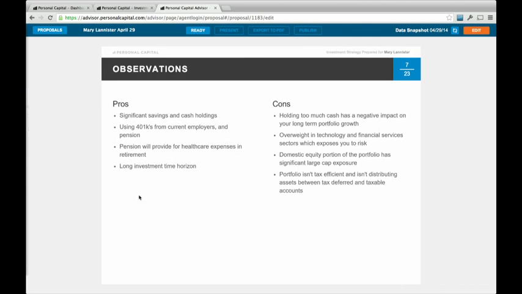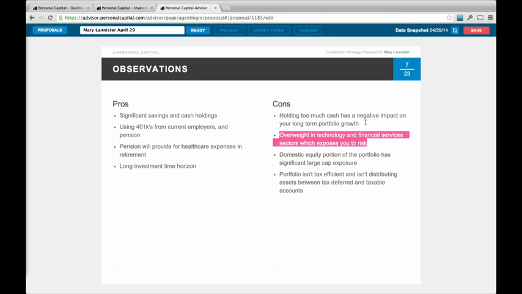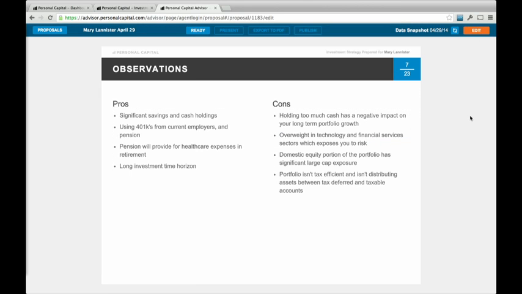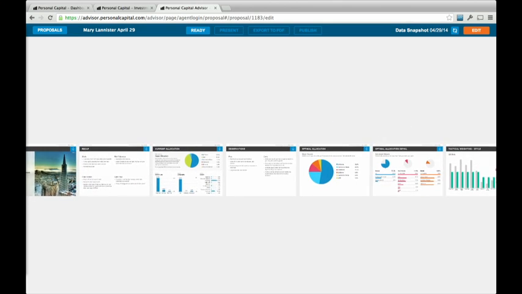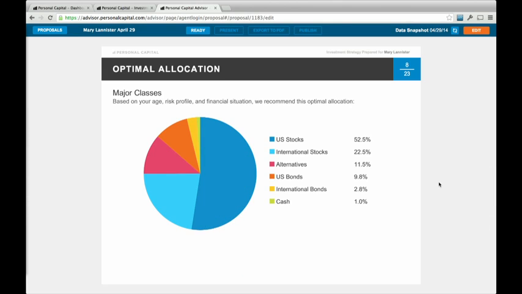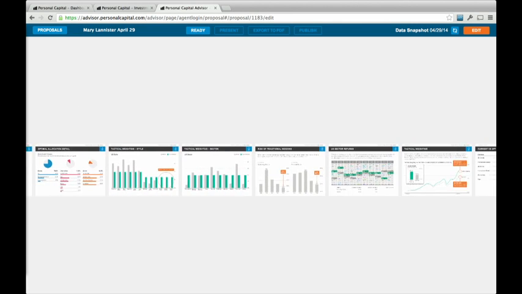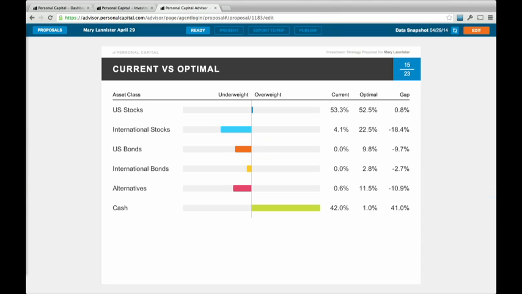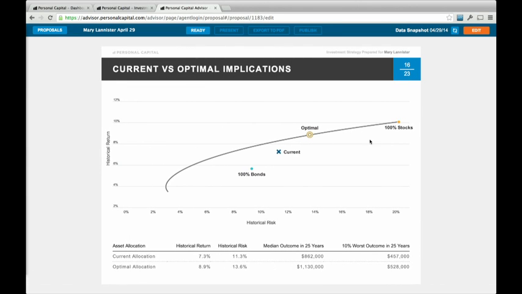On this screen, the advisor records key observations. Note that Mary's current portfolio is overallocated to cash and overexposed to technology and financial stocks. And here is a recommendation for an optimal allocation: how to capture growth while minimizing risk through diversification. Jumping ahead, we then compare this recommendation to Mary's current holdings, specifically proposing more international stocks, domestic bonds, and alternatives. The screen shows the impact of better balance between risk and return for Mary's portfolio.